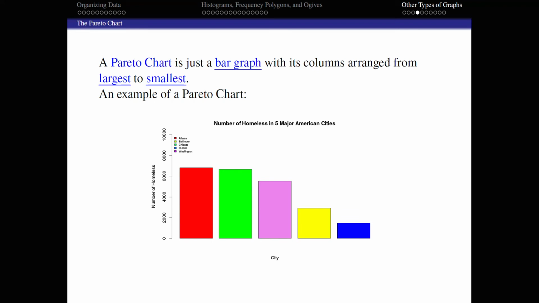Note that just like the ogive is kind of a definitional thing, the ogive is a cumulative frequency polygon. The Pareto chart is kind of the definitional thing in graphing categorical data. The Pareto chart is just a bar graph with the columns arranged from largest to smallest. So it really is a definitional thing, something for you to learn and memorize.